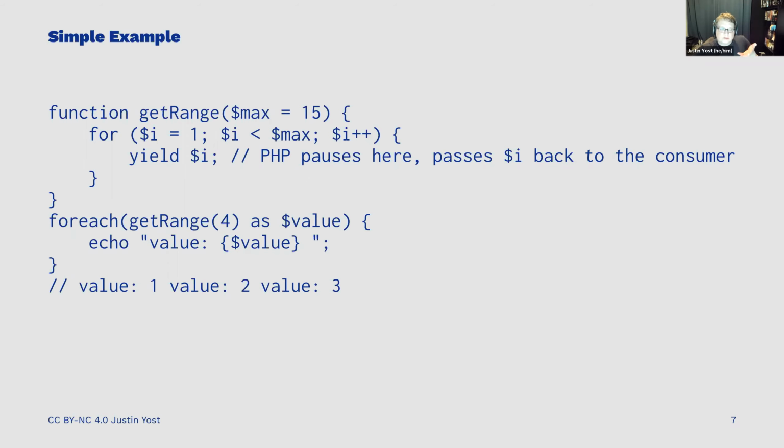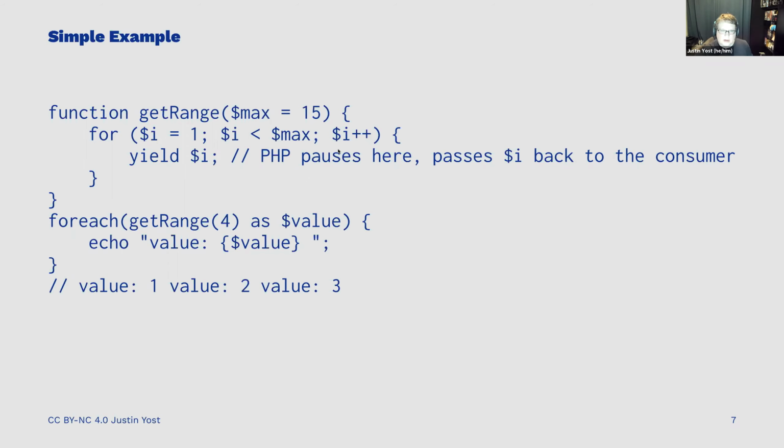1 gets passed back to the consumer. So it gets passed back to this foreach. That becomes our value. So now our value is equal to 1. We go into that loop. We call echo value, right? So we then print out value 1. We come back around in the loop. We're back to foreach, and we're back to our get range function again. And get range fires off again.